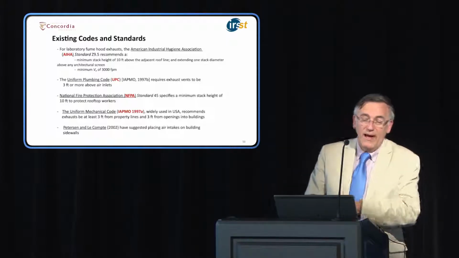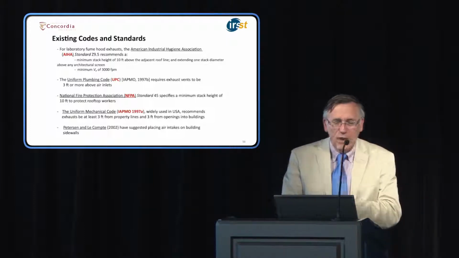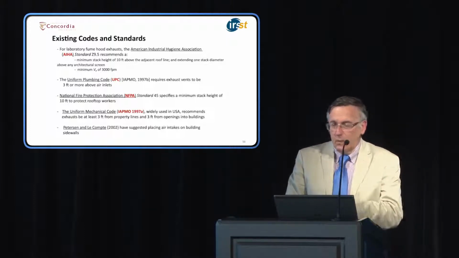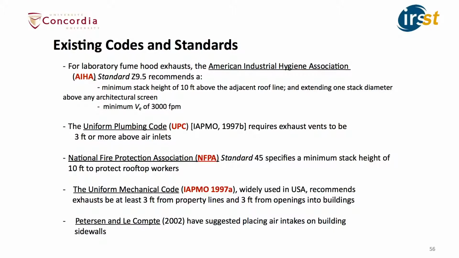That's the problem, okay? Now, we do have, however, other existing codes and standards, quite a few actually, and I have put them together here. And it says here, for instance, we have the American Industrial Hygiene Association, which basically recommends, now it becomes a little bit more specific. That's a little bit more useful, I think. Okay, it says a minimum stack height of 10 feet above the adjacent roof line and extending 1 stack diameter above any architectural screen. Minimum exit velocity should be 3,000 feet per minute. This is useful for the designer to do.